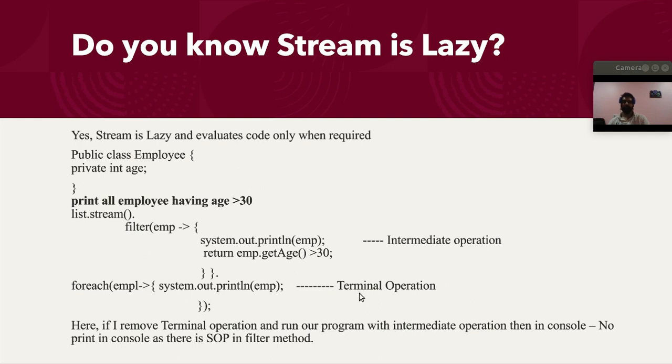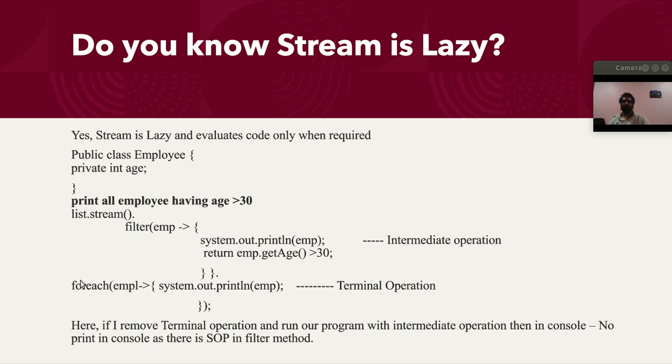So here the stream is lazy. What does this mean? If we do not use this terminal operation, then till here it is not going to execute. You can see that I'm using system.out.println, but it is not going to print out the employee because the stream is lazy. It means that we have to define the terminal operation also. If we do not define the terminal operation, the stream will not execute and it will not do the filtering part, right? Until we add this terminal operation.